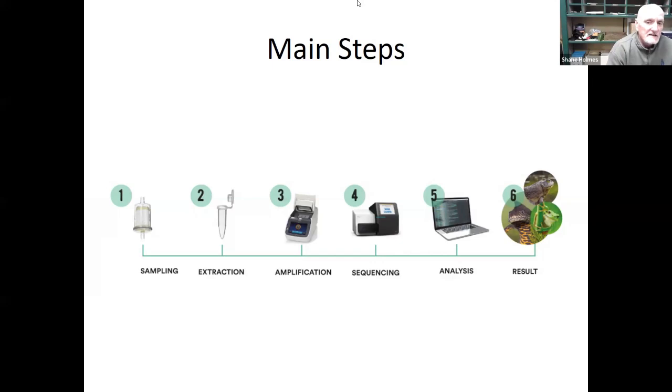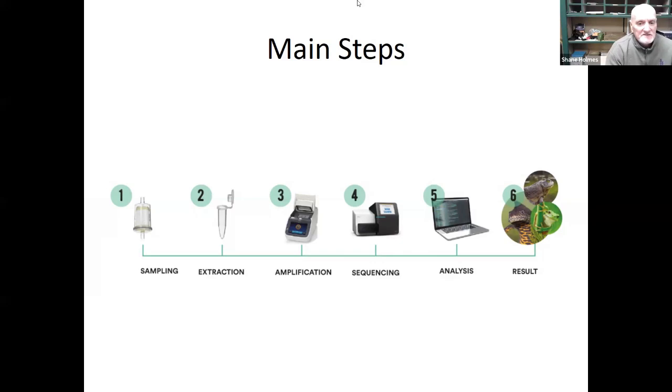And then next, the DNA undergoes amplification using techniques such as polymerase chain reaction to increase the quantity of specific genetic markers. After it's been amplified, sequencing is used to identify the genetic sequences present, allowing scientists to determine the species that contributed the DNA.